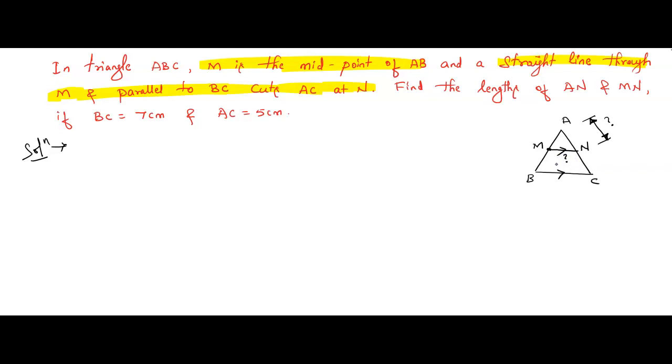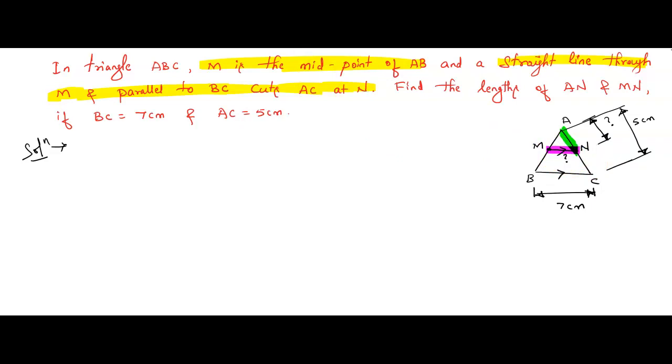Any doubts? Good. Then, what is BC? This is the length of BC, right? This is my BC line, that is 7 centimeter, correct? And what is AC? He has given this total side AC, which is 5 centimeters. Understood the question? Good. Now, which are the sides we need to find? AN and then MN. So these two sides we need to find.